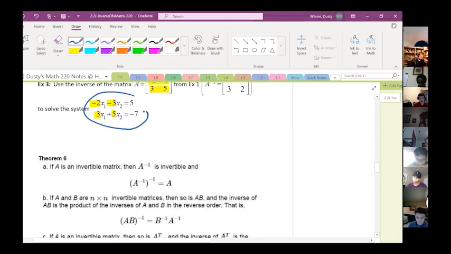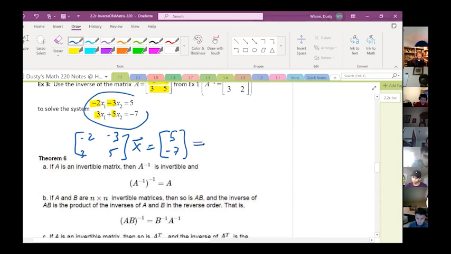What I do is I recognize that I could write all that stuff as A, [[-2, -3], [3, 5]], times x equals [5, -7]. And so what we just learned is if we can find the inverse, x will be equal to A inverse times [5, -7].